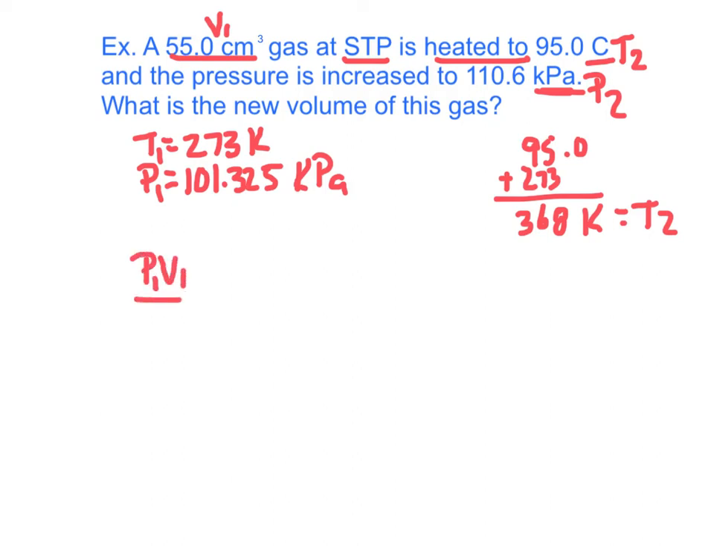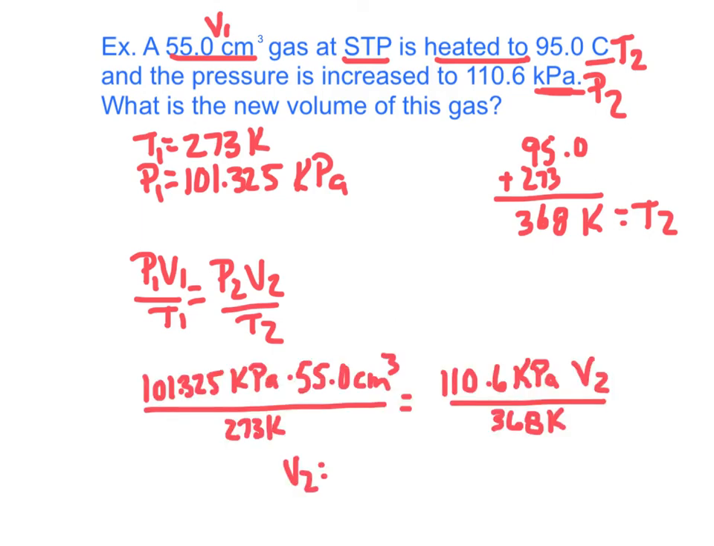P1 V1 over T1 equals P2 V2 over T2. Again, write that formula each time. Then just plug in what you know, which I'm going to do right now. Okay, now I plugged it all in, and I get this big old mess right here. And that may scare some of you about how to solve for V2, which is what I'm looking for. But I just got to get V2 by itself. It's already in the numerator.